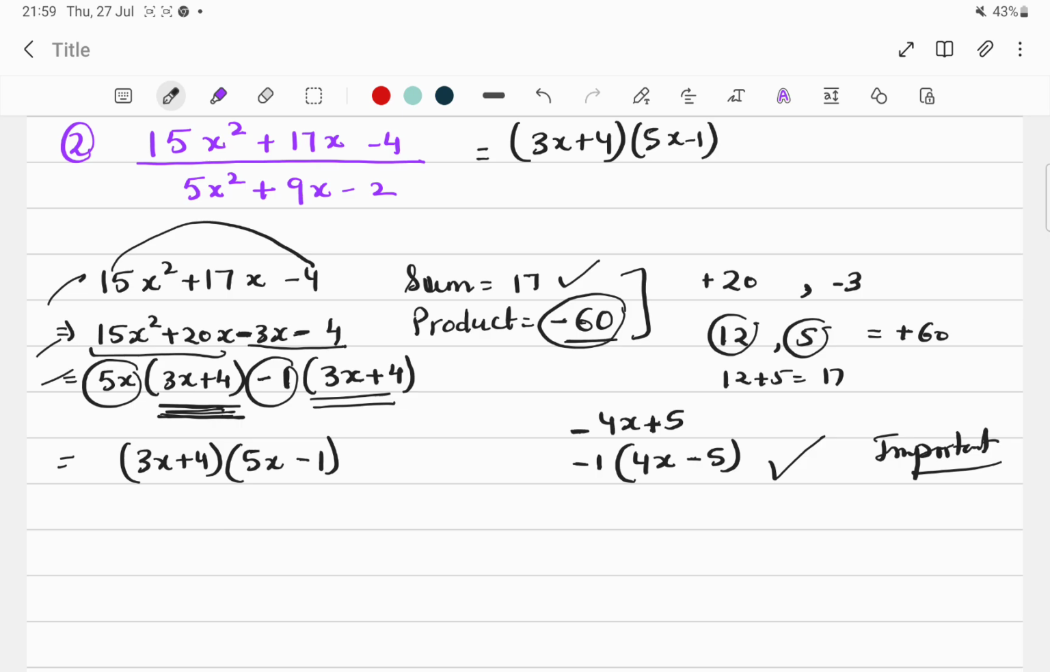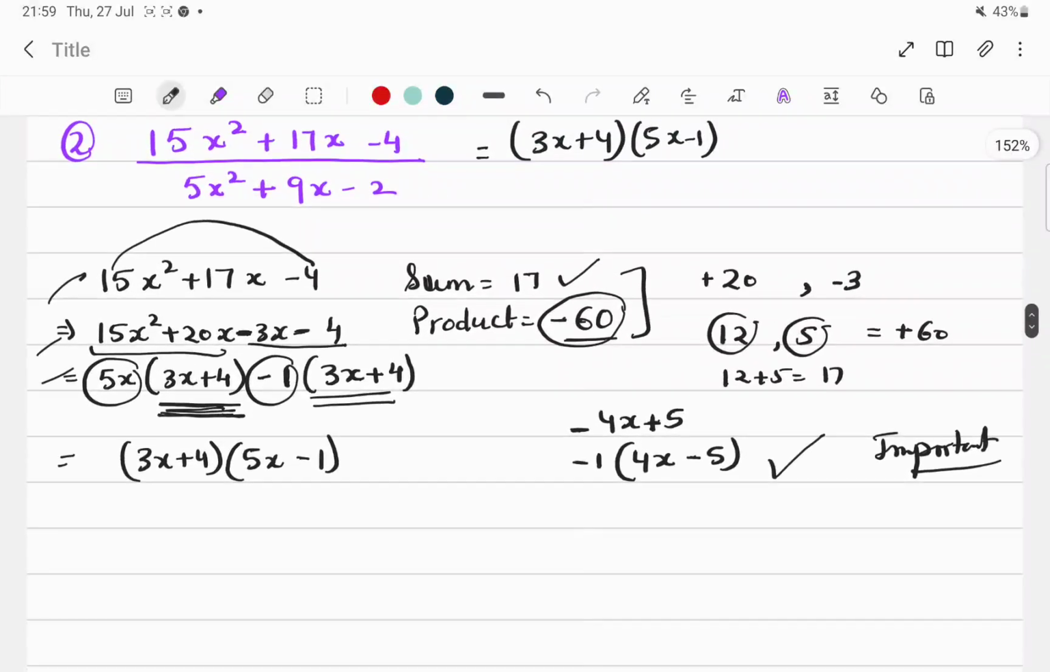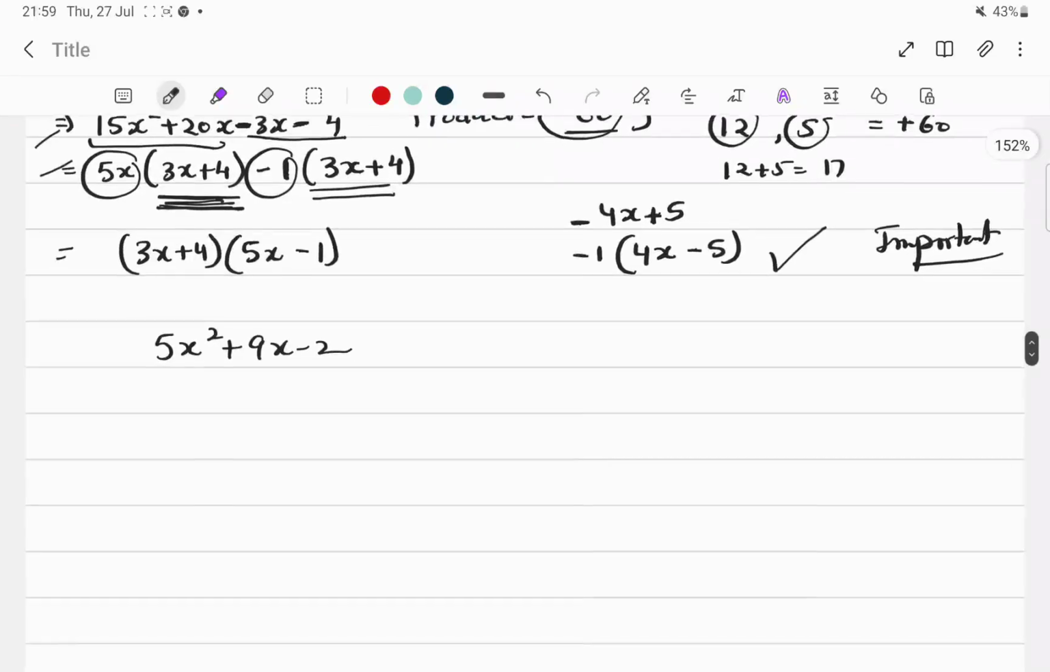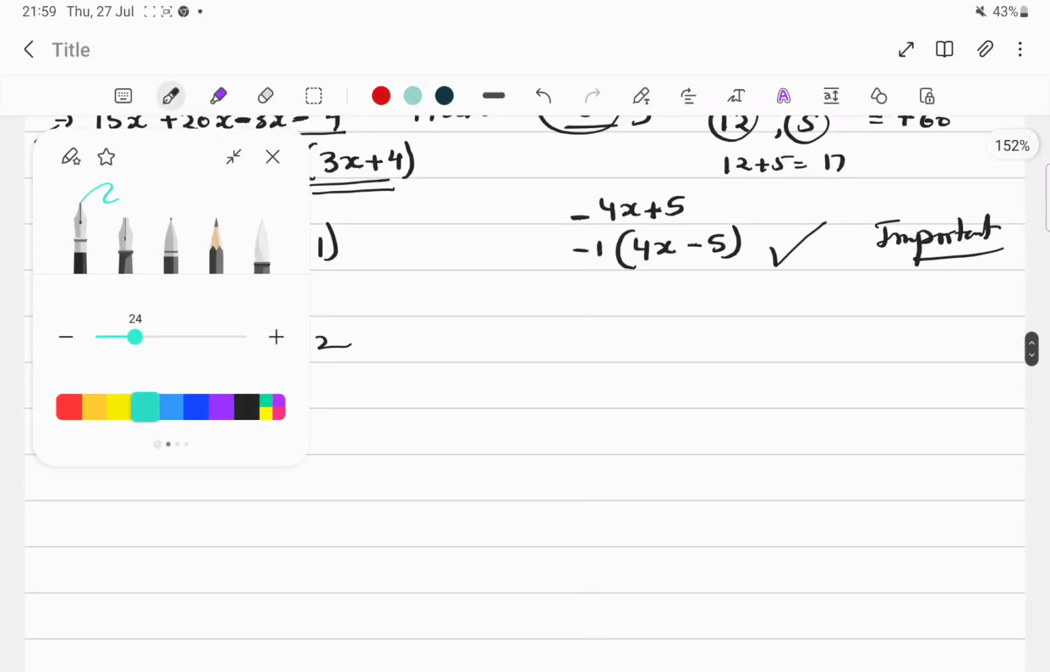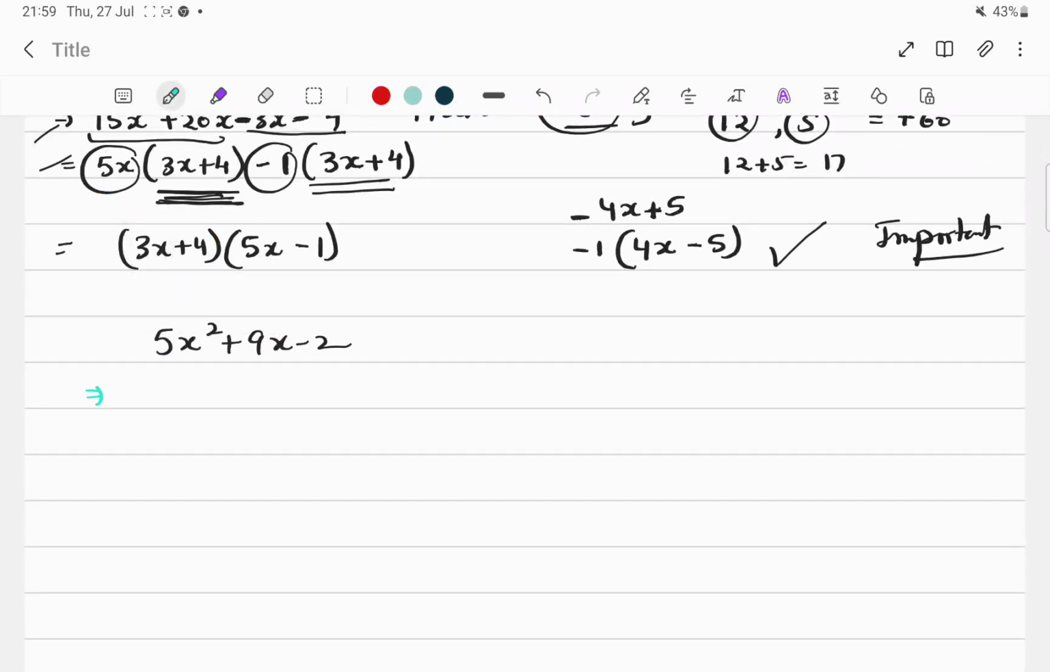After this, I get the second part as 5x squared plus 9x. Let me rewrite: 5x squared plus 9x minus 2. Now what I need to do is the same thing again. So this is a non-monic quadratic trinomial.